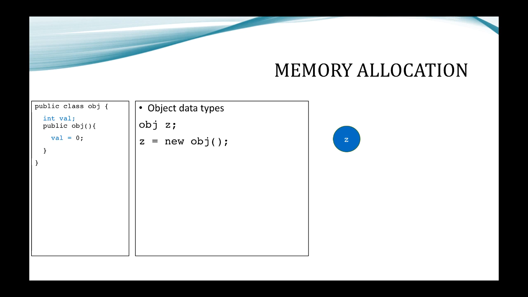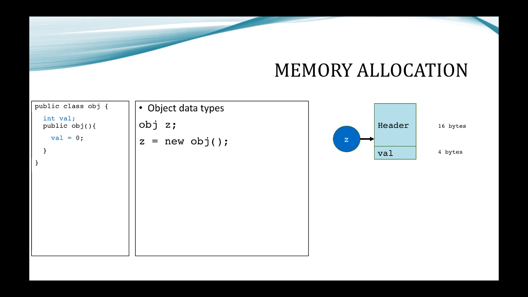To do that, we will say z equals new obj. So we're calling the default constructor. This is going to request memory of type obj and allocate that to your reference z.